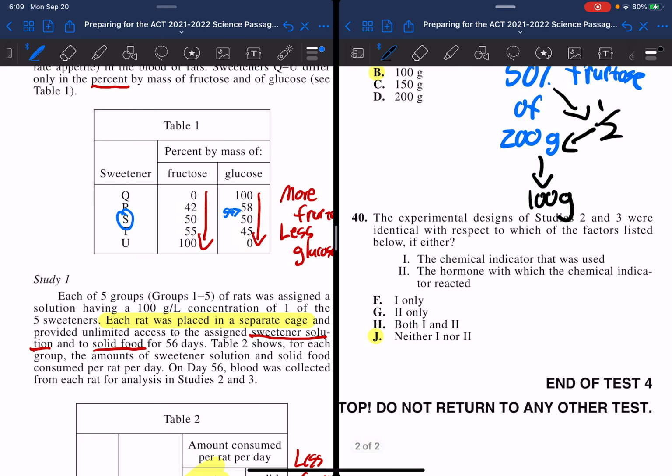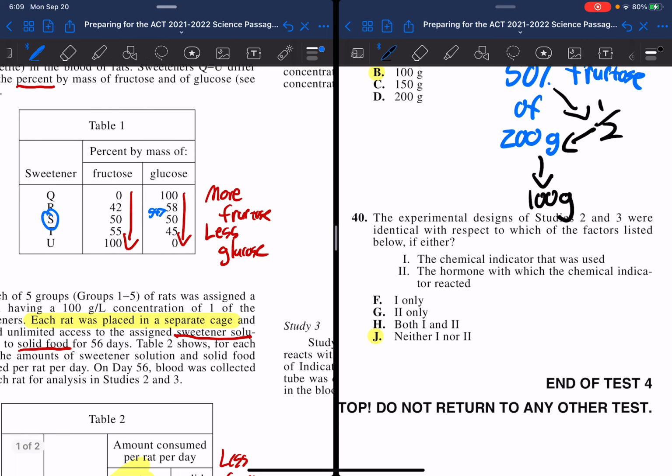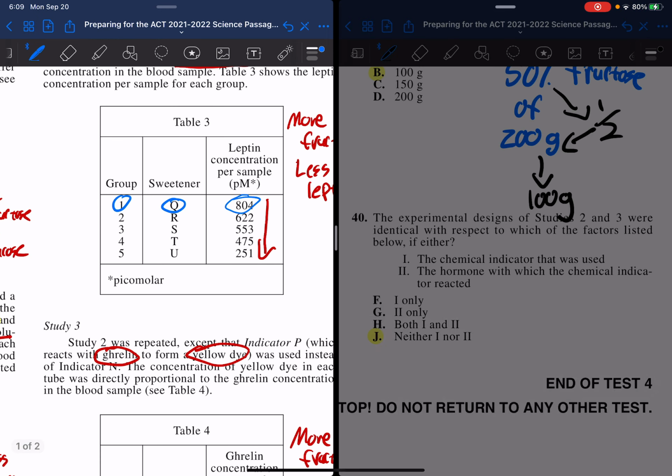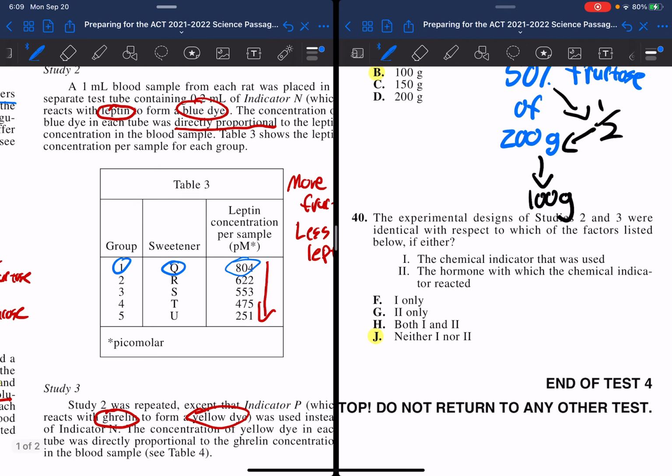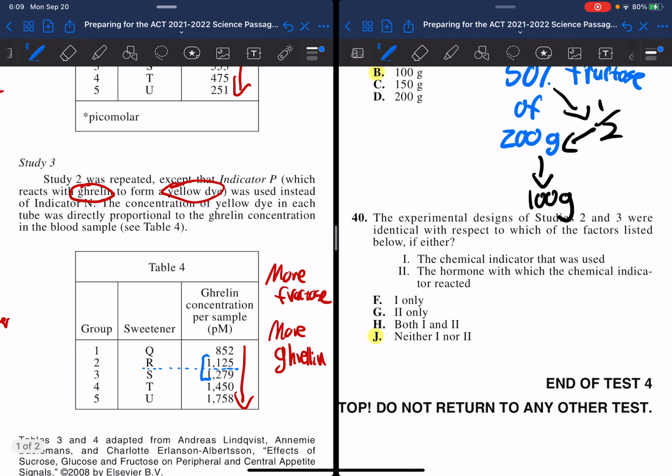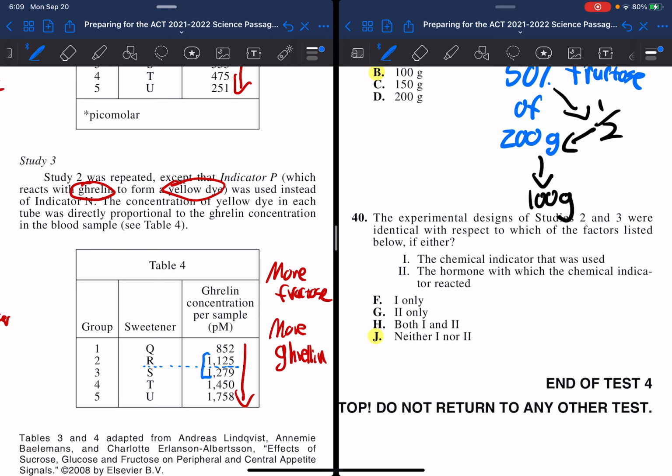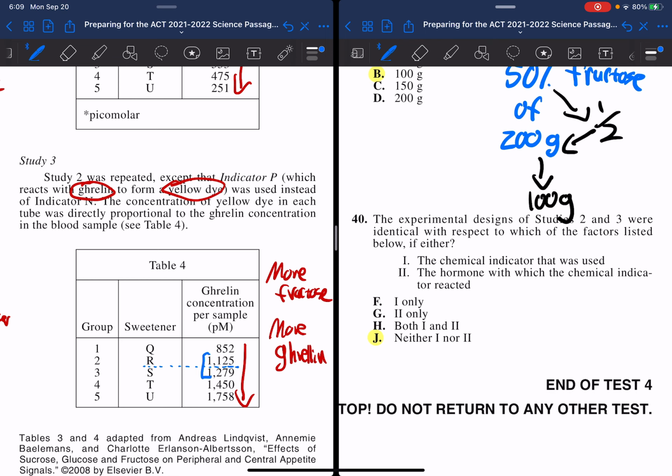And then number 40. The experimental design of studies 2 and 3 were identical with respect to which of the factors listed below, if either. So the key word here is, if you look at the directions for study 3, it says study 2 was repeated. And usually when we say repeat, that means do the same thing. Except that indicator P, which reacts with ghrelin, was used instead of indicator N. So the way it's worded is saying, were the experimental designs identical with either of these?